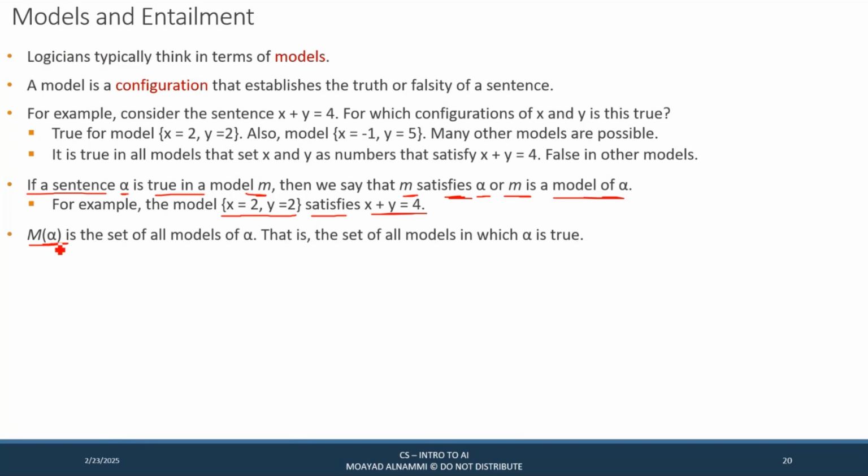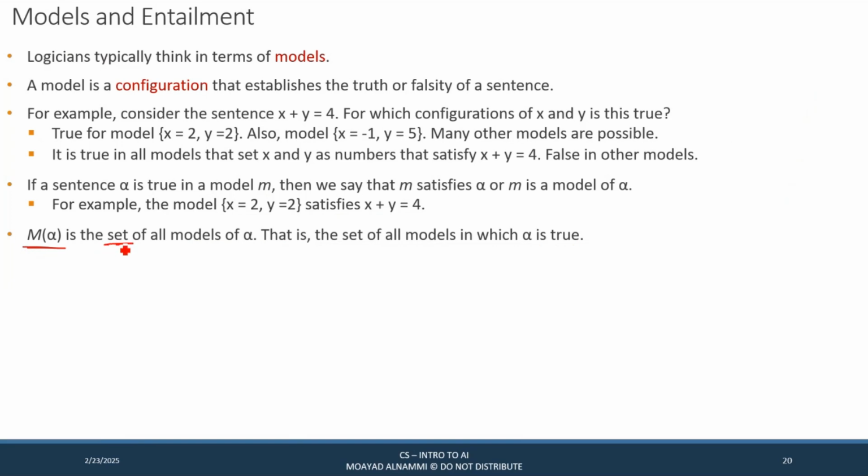M of alpha is the set of all models of alpha. That is, it is the set of all models in which alpha is true. So if we have a sentence in any logical language, and we denote the sentence as alpha, when we say M of alpha, we are looking at all possible models, meaning all possible configurations of the variables involved in the sentence that make the sentence true, right? So I hope it is very clear.